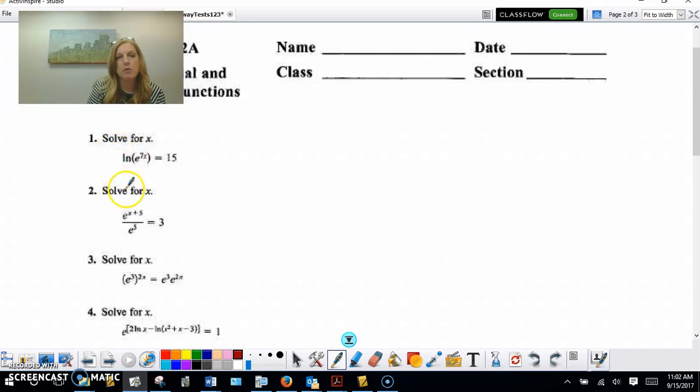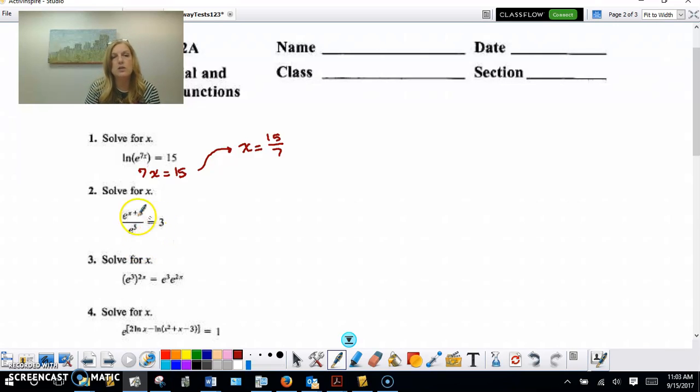Taking a look at number 1 first, this is playing on the property that the natural log and e to a power are inverses of each other, and so they cancel each other out. So this essentially goes to 7x equals 15. So our final answer, x equals 15/7. And then we're done with the problem. So super easy.